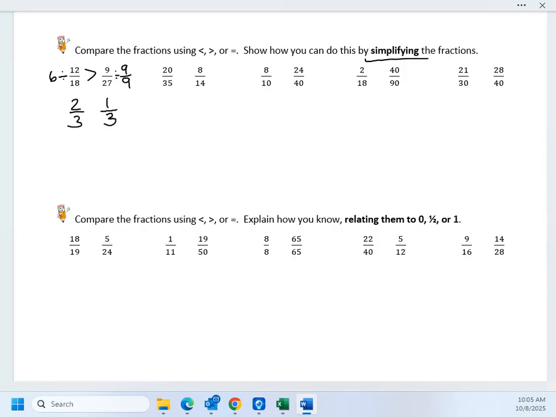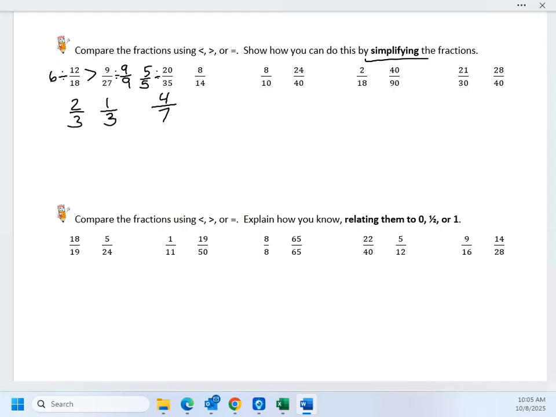So let's do 20/35 and 8/14. What is 20/35 simplified as low as we can go? Give it a try, Matt. 5. Matt is thinking we can divide a 5 out of both 20 and 35. 20 divided by 5 is 4. 35 divided by 5 is 7. Can I go any lower? Oh, that's simplified down.